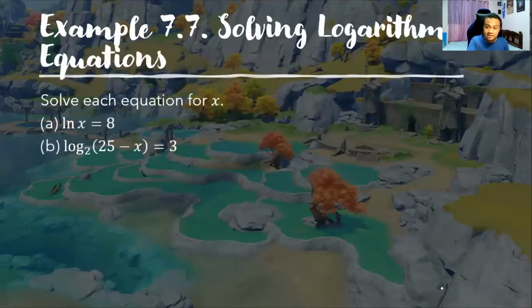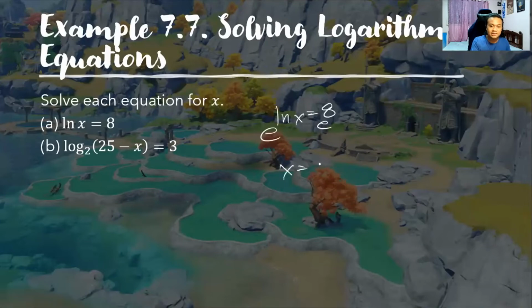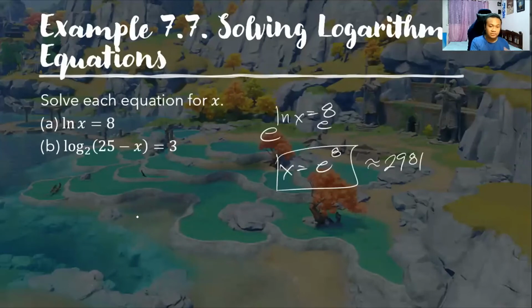Okay, next. If it's like this, letter A is ln x, so you have to raise it to e. So x is e to that. That is the answer, it's enough like that. Or, if you want, the answer is approximately 2,951.